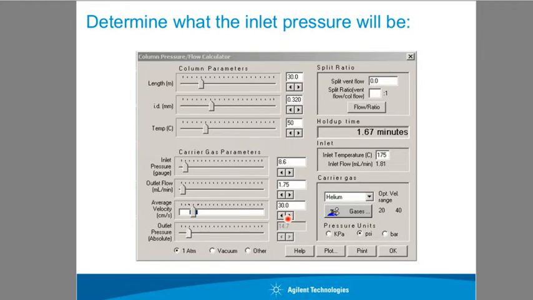I personally chose velocity. And if you call in and speak to myself or one of my colleagues, we will generally direct you to pay attention to velocity instead of flow rate, just because velocity can be used with any dimension column, where flow rate is going to be more dependent on the ID of the column. So in general terms, it's a lot easier to talk about velocity. So I chose helium as my carrier gas. I put it in PSI. I chose a middle-of-the-road velocity, and we give the optimum range here. We'll discuss that a little bit later too. So I chose 30, and that gives me an inlet pressure of 8.6 psi.